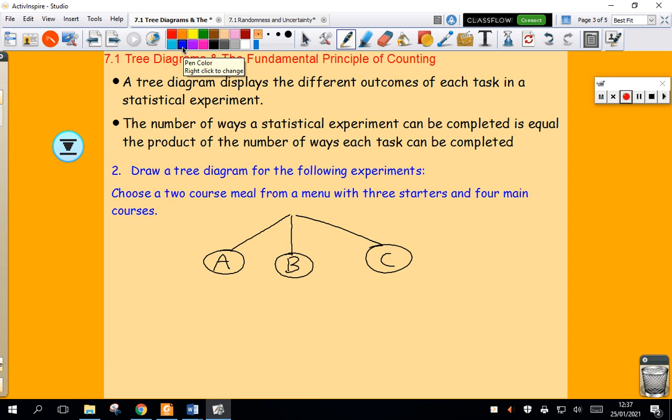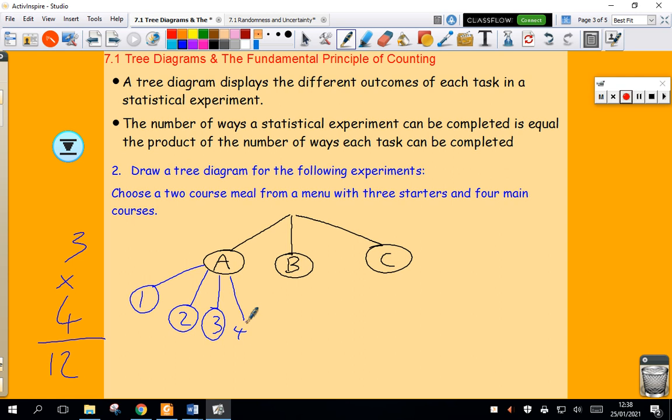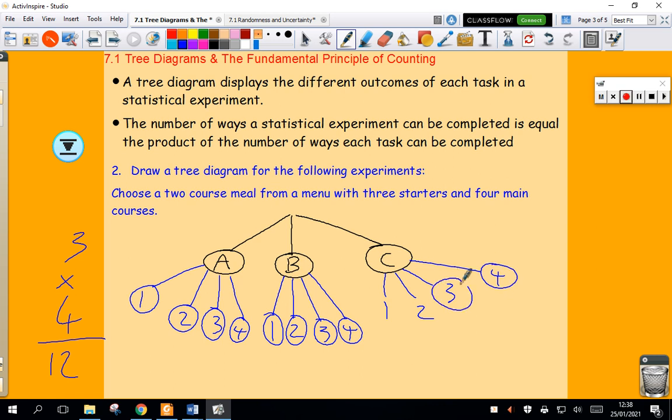So there's 3 starters. Notice there's 3 ways to complete task 1, and then there's 4 main courses. There'll be 4 ways to complete task 2, so there'll be 12 ways to complete the experiment altogether. Task 2 is to choose one of the 4 main courses. Let's call those main course 1, main course 2, main course 3, and main course 4. So I could choose starter A with any one of those main courses, but I could also choose starter B with any one of those main courses. And I could also choose starter C with any one of those main courses.